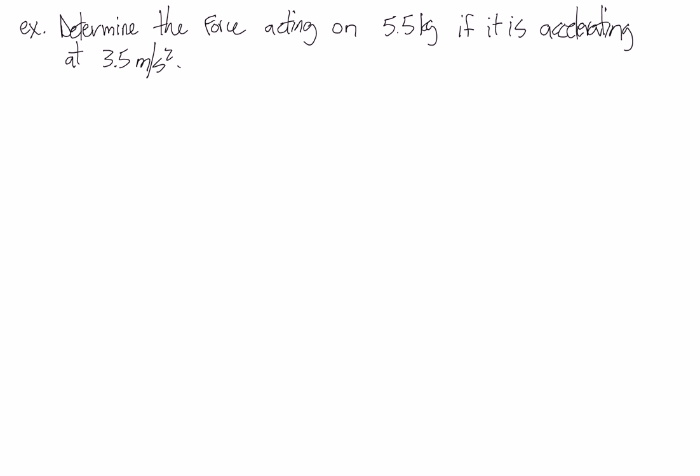Okay, so we'll do a couple easy examples first just to see how these two basic formulas work. The first one is we want to calculate the force acting on an object that weighs 5.5 kilograms, and that object's going to be accelerating at 3.5 meters per second squared. So it's a pretty easy question, and remember, we're always just dealing with net force. We don't really care if there's 10 people pulling on it. We just want to know what the final resultant force is.